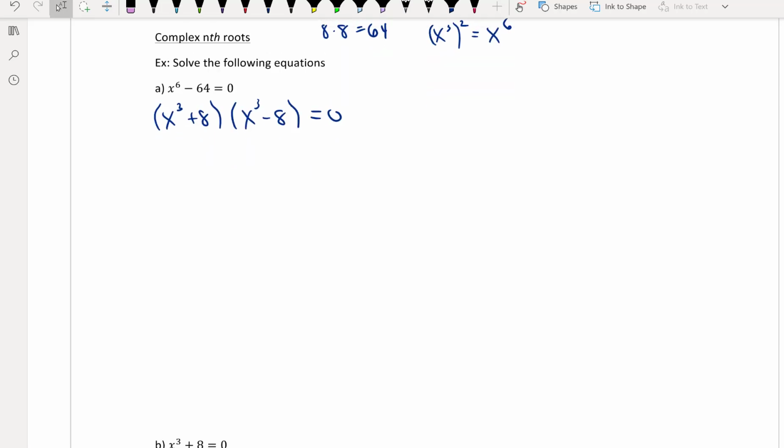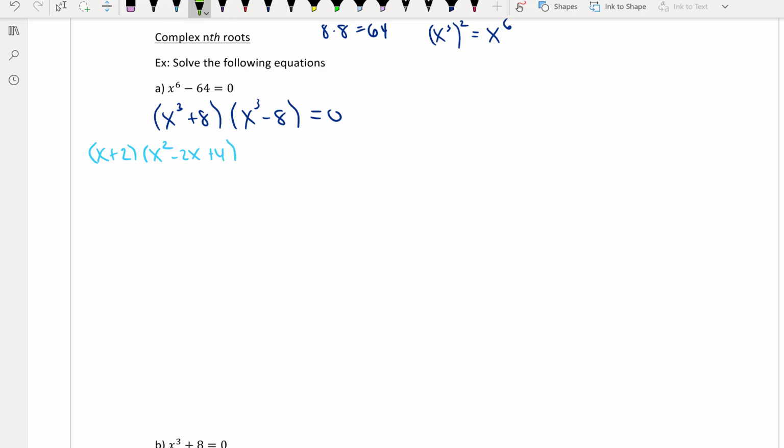So for our first one, our sum of cubes, that would be x plus 8. Oops, not x plus 8. What's the third root of 8? 2 times 2 times 2 is 8. So it would be x plus 2. So I'm left with x squared minus 2x plus 4. So that comes from the first one.